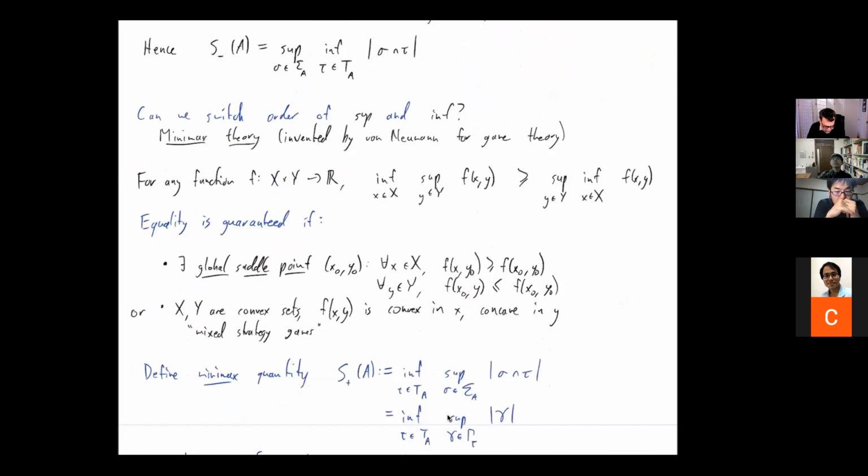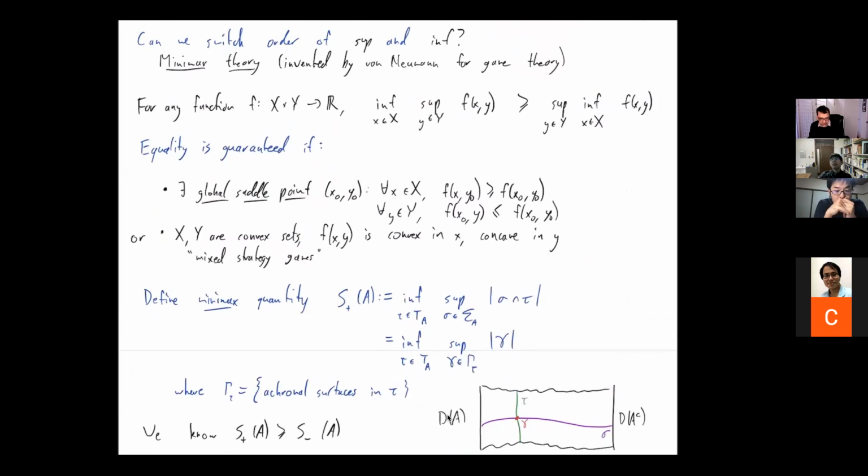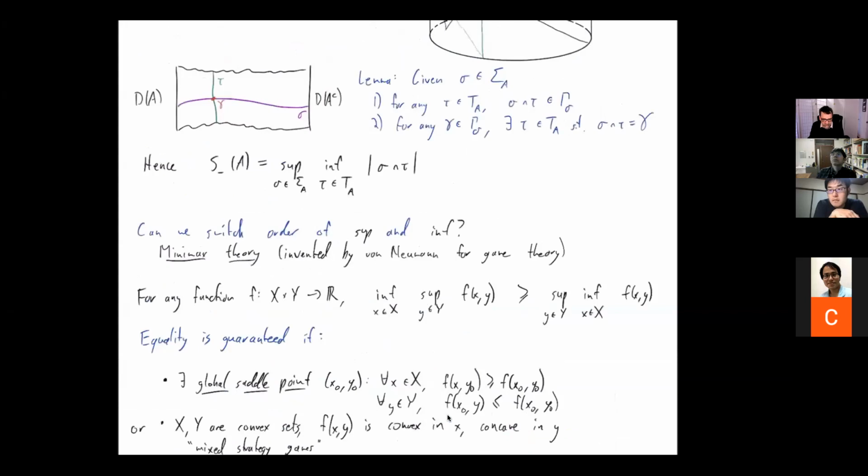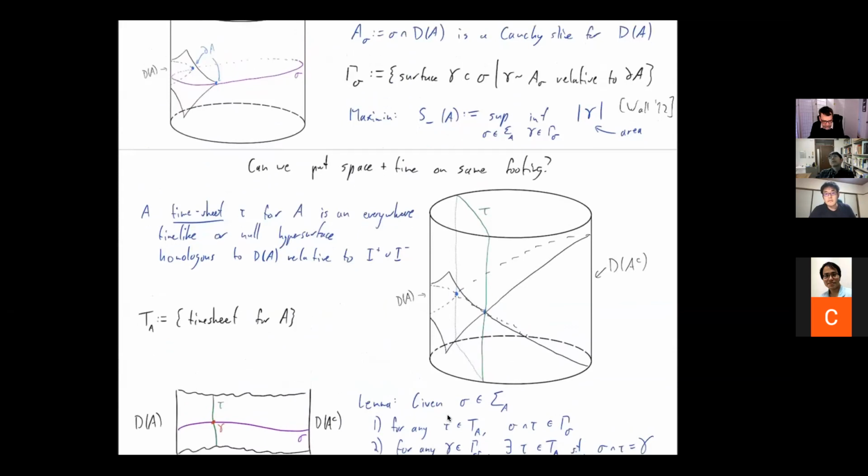So let us switch the order and do the maximization first and then the minimization. And I'm going to give this a name, S plus. And by the way, I should have said this, but the maximin quantity I called S minus, and I'll show you why it's called S minus in a minute.